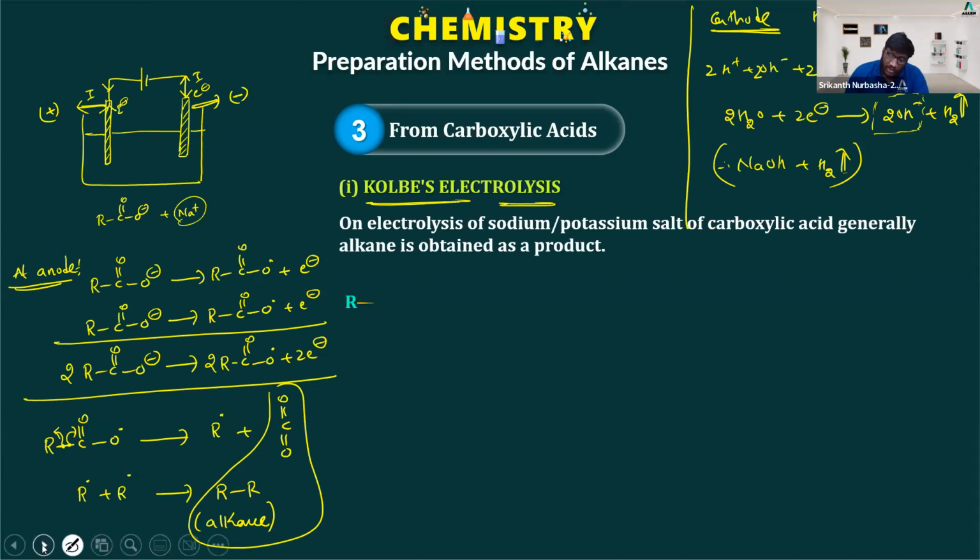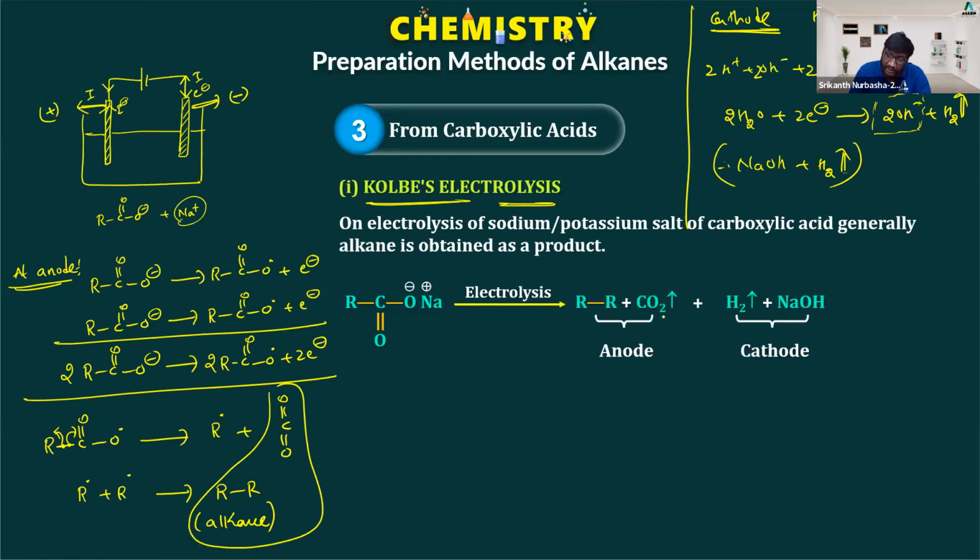So Kolbe's electrolysis: on electrolysis of the sodium or potassium salt of a carboxylic acid, generally an alkane is obtained as the product. If you do the electrolysis, you will get the alkane and carbon dioxide at the anode, and at the cathode you get H2 gas and NaOH. So the mechanism is the same as whatever I have discussed.